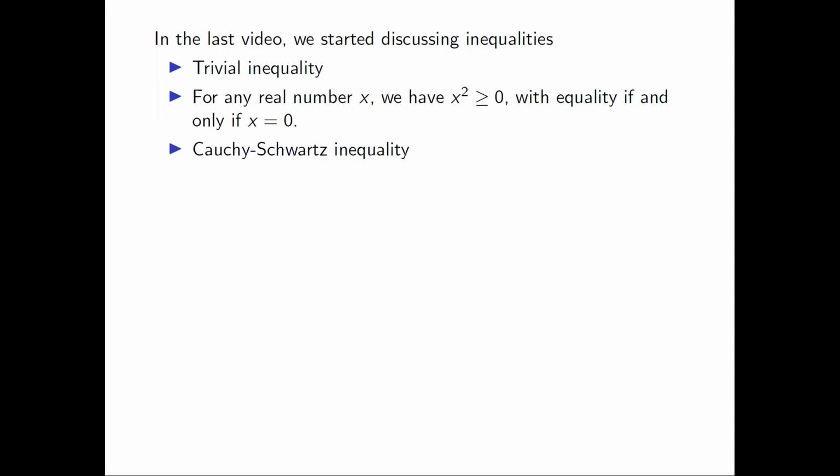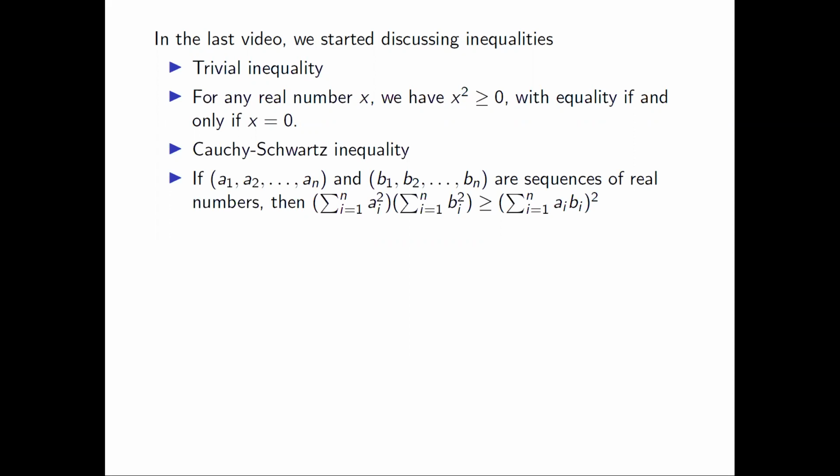We used the trivial inequality to prove the Cauchy-Schwarz inequality. And the Cauchy-Schwarz inequality says that if we have two sequences of real numbers, which we write as a1, a2 up to an, and b1, b2 up to bn, then the product of the sums from i equals 1 to n of ai squared and from i equals 1 to n of bi squared is greater than or equal to the square of the sum from i equals 1 to n of ai bi.